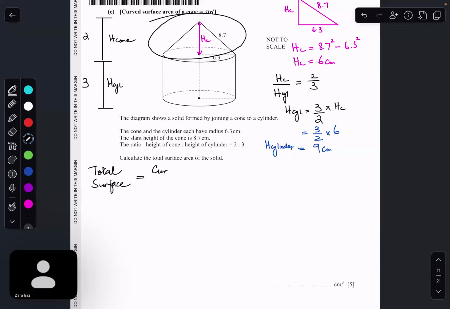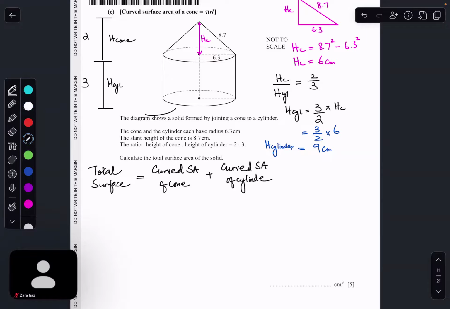Like you can add the curved parts of both of the solids. Of both of the solid, let's see. Curved surface area of cone plus the curved surface area of cylinder, but what about this part over here? Can't I paint this base? Not inside, from the outside, yes, right? So this is called the base, which is in circular form. So if we add all these up, we get the total surface area.